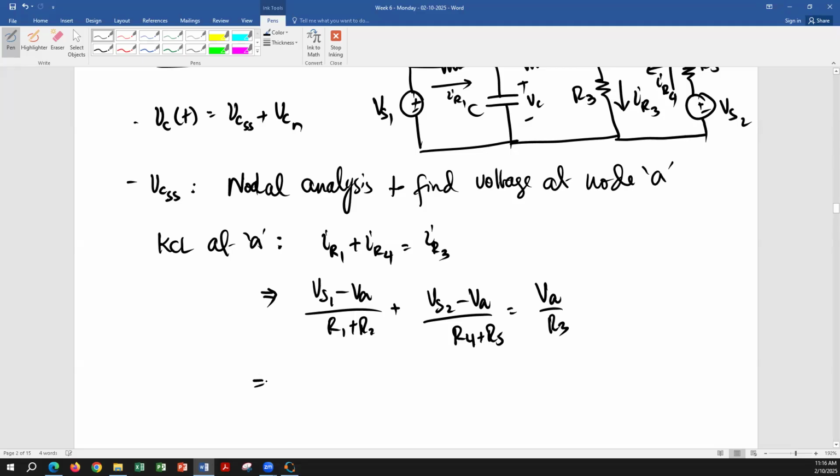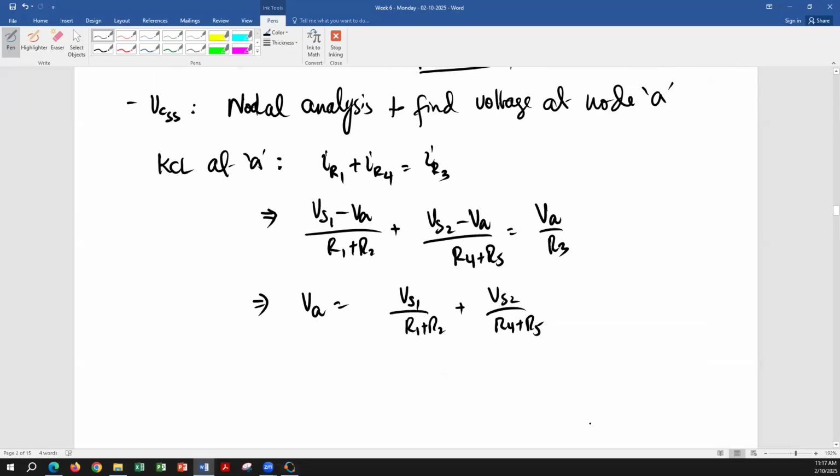All right, so now we're going to find VA. So VA will be equal to, I'm going to take all the VS on the right side, keep all the other constants on the left side. So VS1 over R1 plus R2 is one constant, VS2 over R4 plus R5 is another constant, and that will be divided by 1 over R1 plus R2 from this VA, 1 over R4 plus R5 from this VA, and then plus 1 over R3.